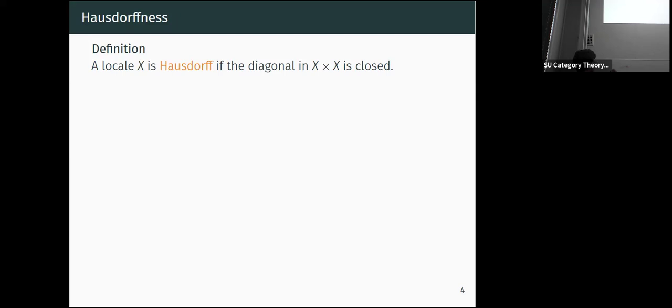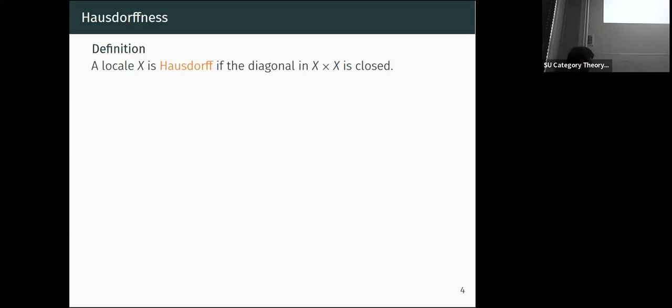Sorry, Graham, why am I sure it's a characterization of T1? T1 would be points are closed. Yes, but the diagonal being closed is T2. So I can show you now. Anyway, this is how you define the diagonal map using the universal property, using identity and identity. So it's really just what you expect.